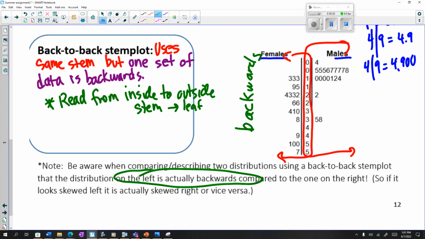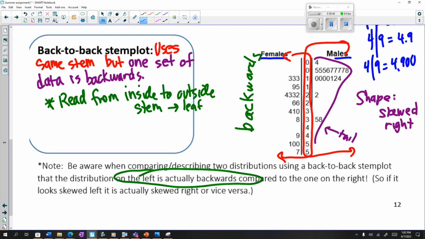So if I'm describing the shape of the males here on the right, this is going to be pretty straightforward. If you actually turn your head and look at the number line horizontally from 0 to 5, you would see that the tail is on the right, so this is skewed right for the males. Or we could just say skewed toward the higher numbers, because these are the greater numbers, right?